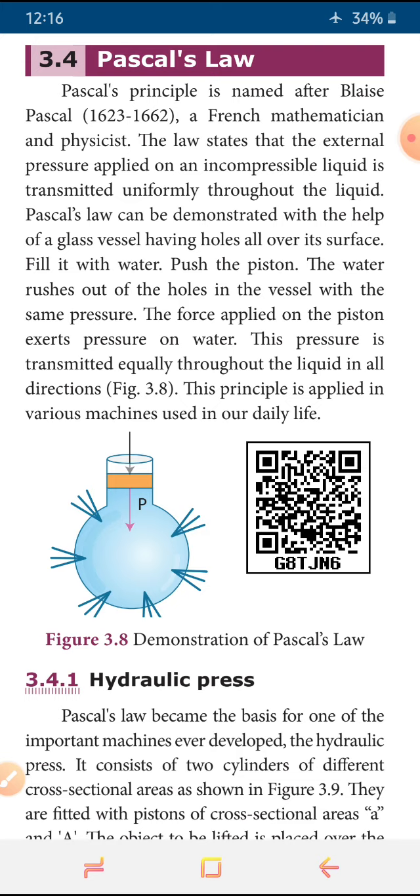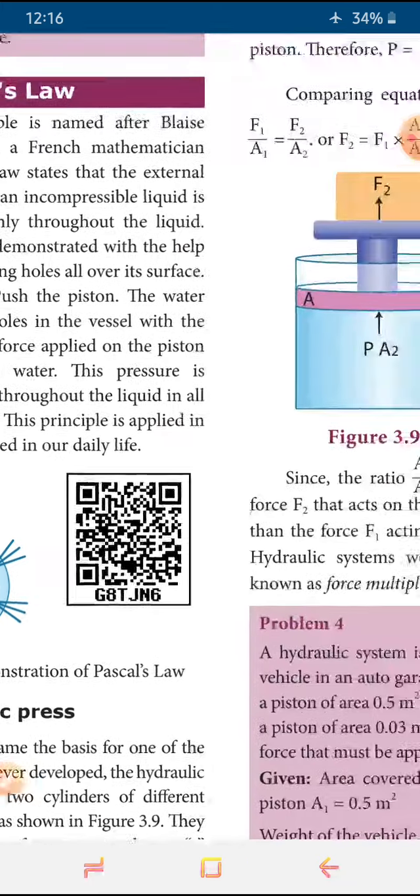And based on this Pascal's law, we have the hydraulic press.